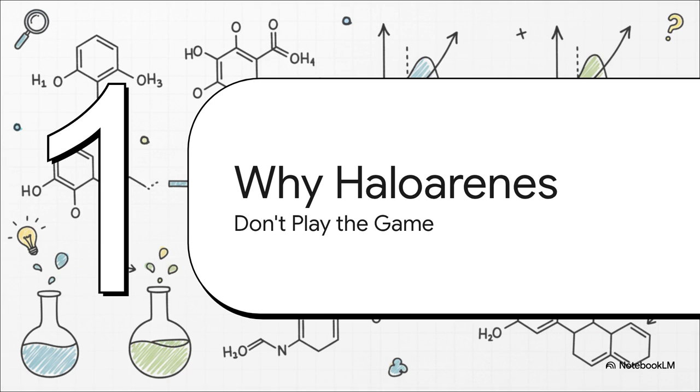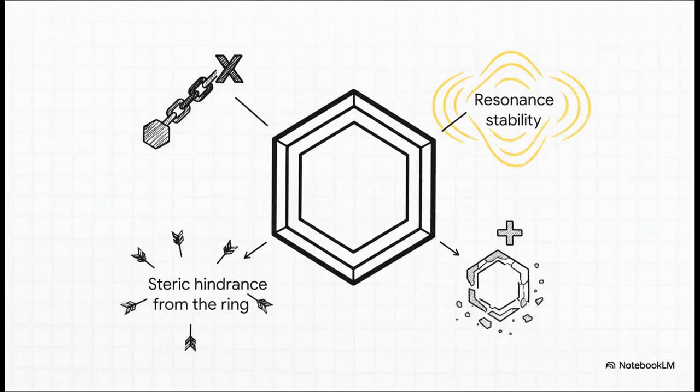But some molecules are what you might call conscientious objectors. There's a whole class of them, the haloarenes, that simply refuse to play this game at all. Let's find out why. Haloarenes are incredibly stubborn, and there are 4 key reasons why.